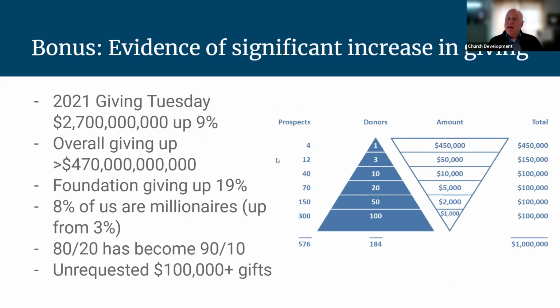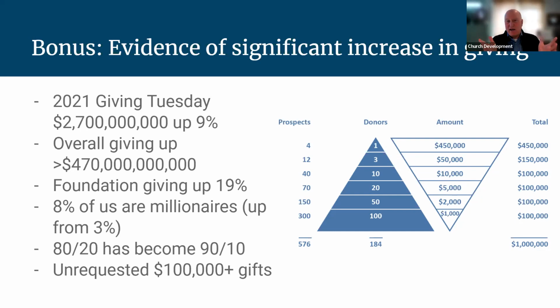Giving has actually gone up in spite of COVID, and the giving increase is happening at the upper end. Giving Tuesday was up 9% last year. Overall giving is up at about $470 billion in our country. Foundation giving is up about 20%. And believe it or not, the number of millionaires in our country has increased from 3% to 9% of the population. And those are the folks who are making big leadership gifts.